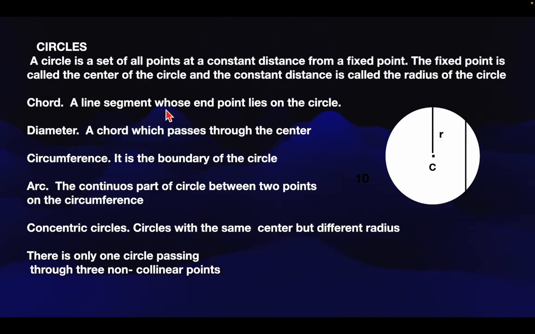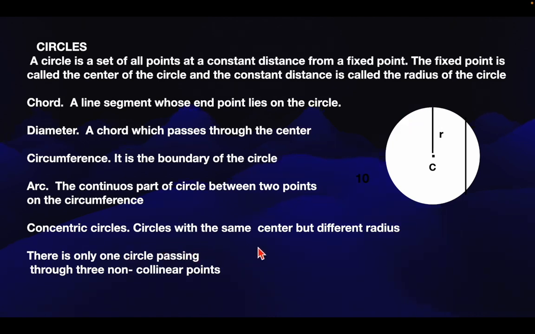Chord is a line segment whose endpoints lie on the circle. So this is an example of a chord. Diameter is a chord which passes through the center. So if this chord passes through the center like this, it becomes the diameter. Circumference is the boundary of the circle. Arc is the continuous part of the circle between 2 points on the circumference. Supposing you take 2 points like this, then this is called the arc of the circle.